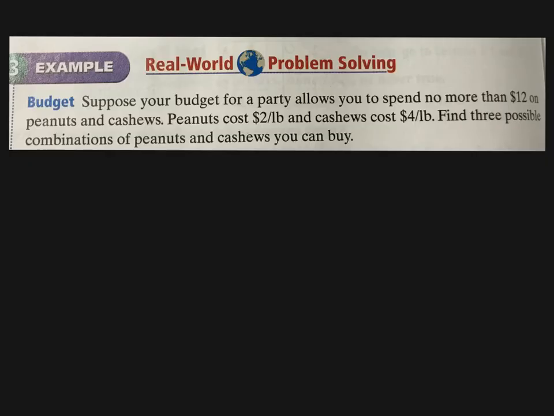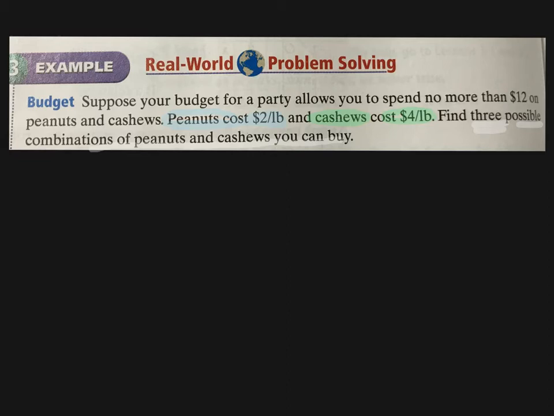Solving these systems and using inequalities can actually be really helpful when we have word problems in real life situations. Suppose you're planning a party and you have a budget. You don't want to spend any more than $12 on peanuts and cashews. Peanuts cost $2 a pound and cashews cost $4. I've got a variable here, peanuts, that's $2 a pound, and I've got cashews and they cost $4 a pound. I want to find 3 possible combinations of peanuts and cashews that I can buy.